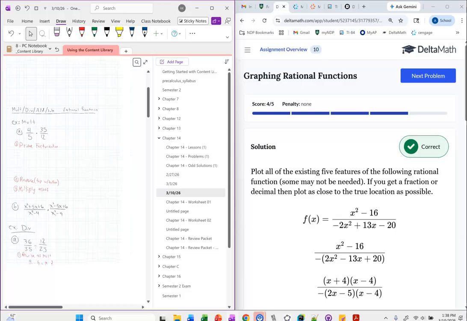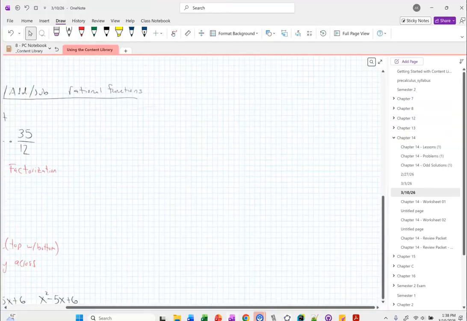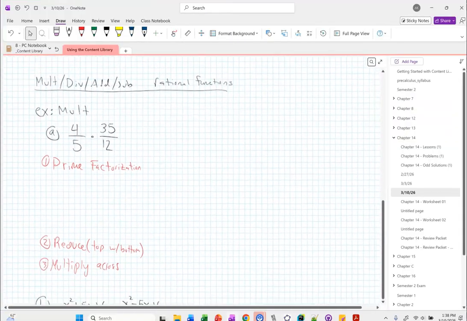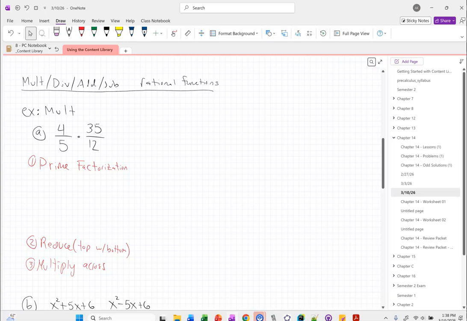Today, we're going to take a little bit of a diversion, and we're going to talk about multiplying, dividing, adding, and subtracting rational functions before we get to solving. That's 14.2, solving. But if we can't do this simplification, the solving becomes really a big problem. So I want to make sure we go through how to do this and take a little day to work on these sub-skills.